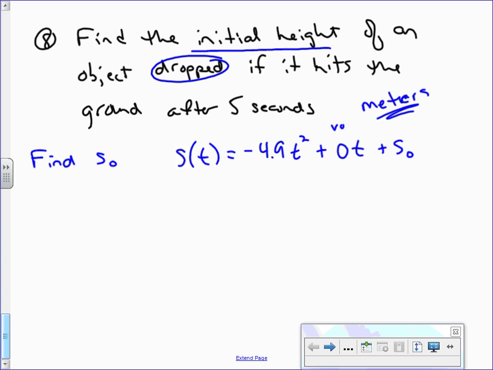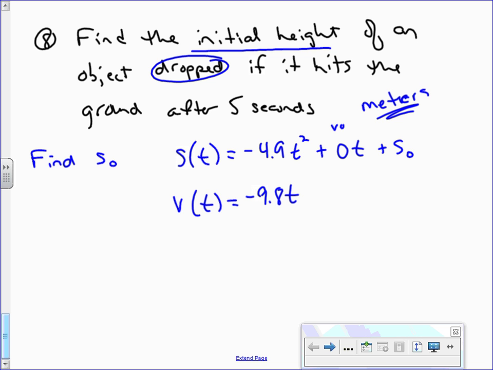What would my velocity function be? Velocity is the derivative of position. And what's the derivative of negative 4.9 t squared? Negative 9.8 t. This is 0, yes? And this is a constant, and the derivative of a constant is 0. So both of those go away. And actually you could leave this out right here and it would be fine. So here are my two equations based on what I've been given. And I know that this is what I'm trying to find.